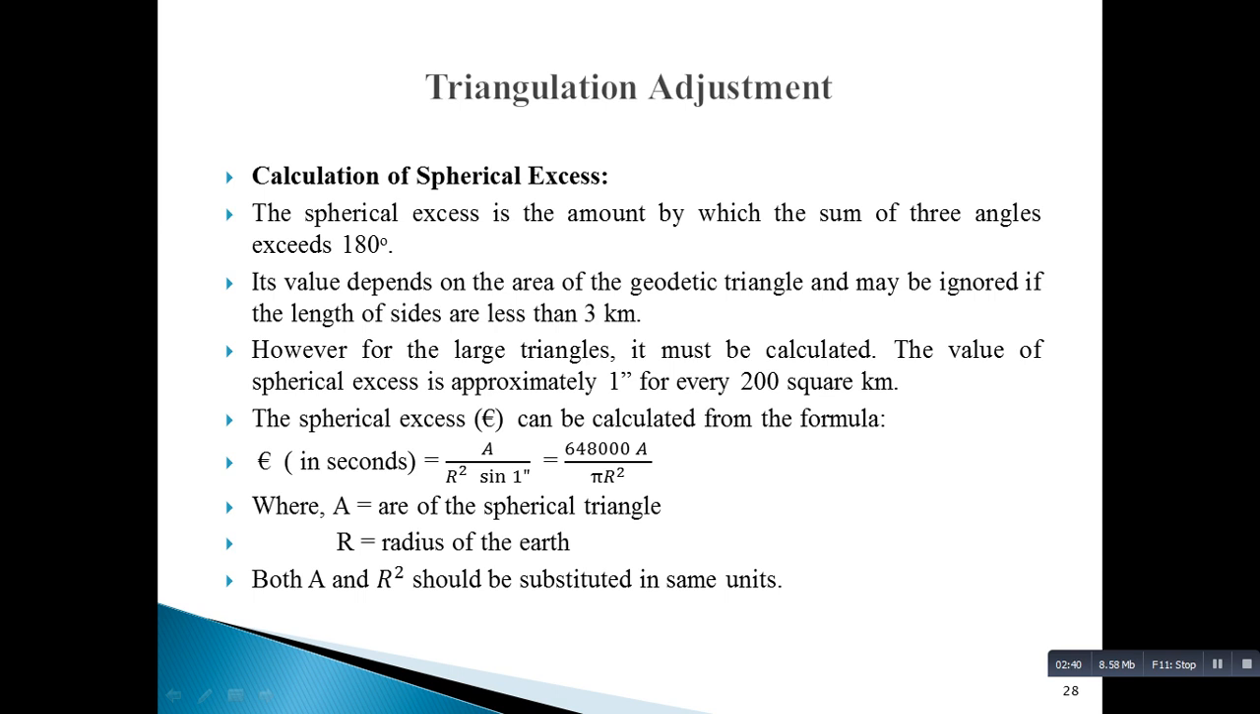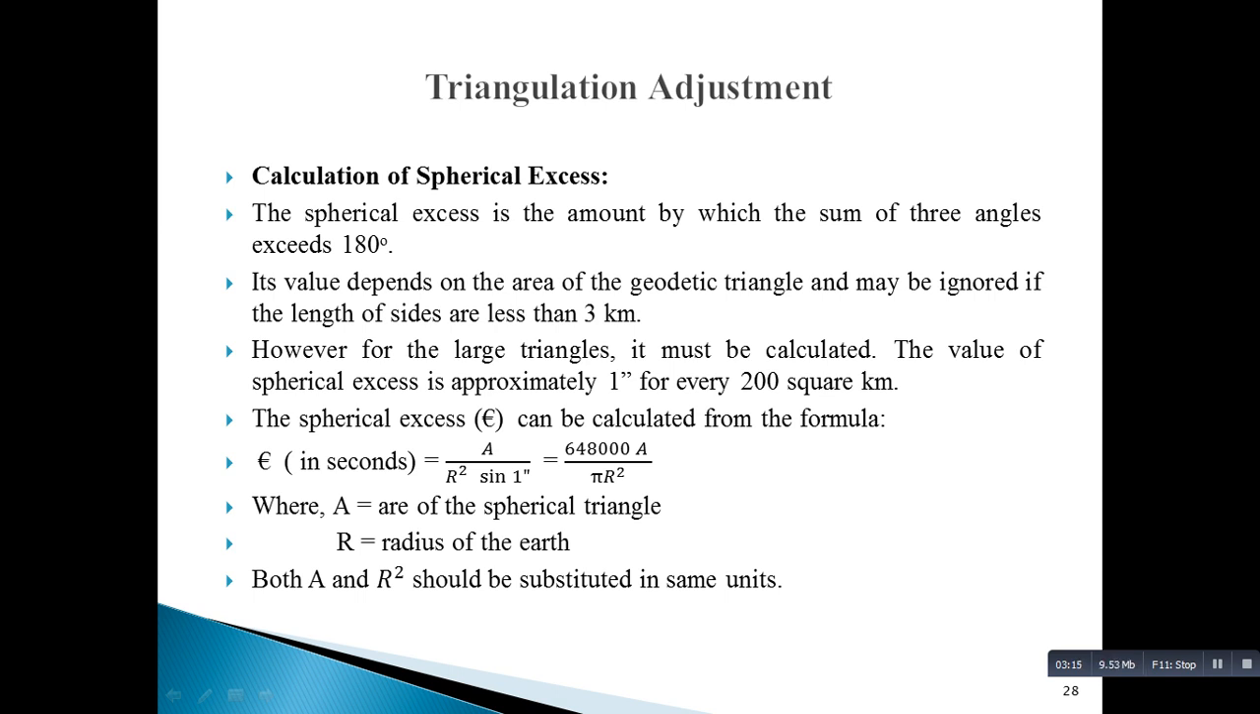Its value depends on the area of a geodetic triangle, and it may be ignored if the lengths of the sides are less than 3 km. However, for large triangles, when the side is more than 3 km, it must be calculated. The value of spherical excess is approximately 1 second for every 200 square kilometers of area.